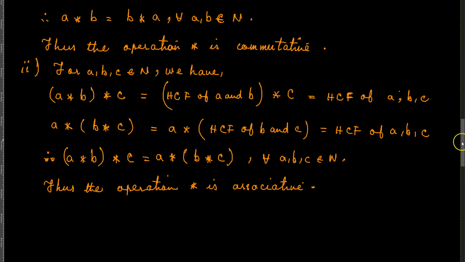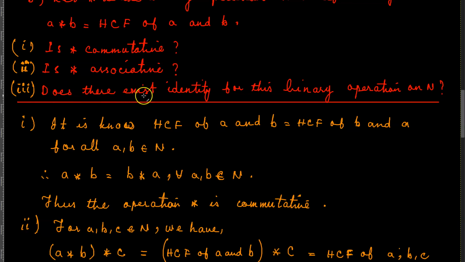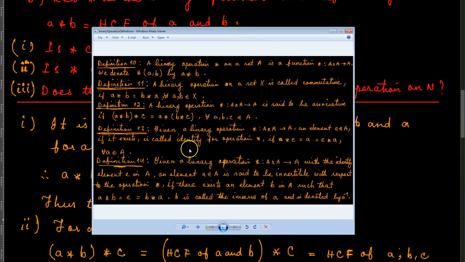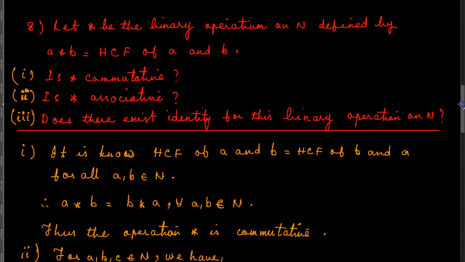Now, about the third part of this question, we want to know, does there exist an identity for this binary operation on N? Identity means that, given a binary operation star on A, an element E belonging to A, if it exists, is called identity for operation star if A star E is equal to A is equal to E star A for all A belonging to A. Which means that we need to find some E in N.